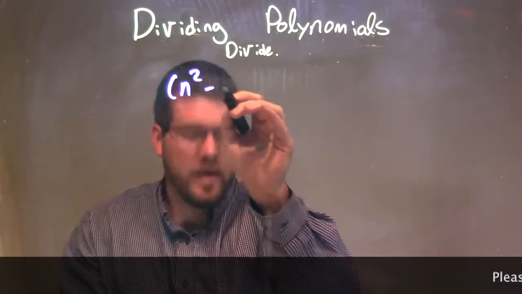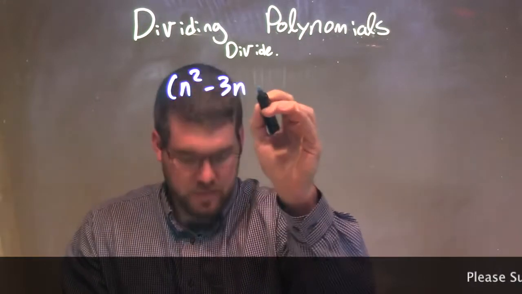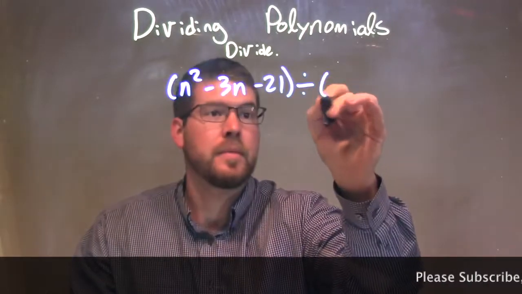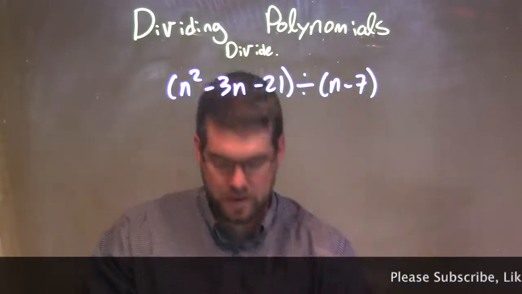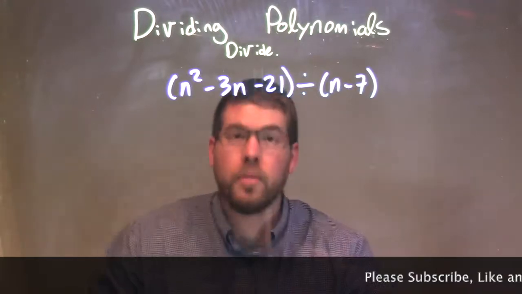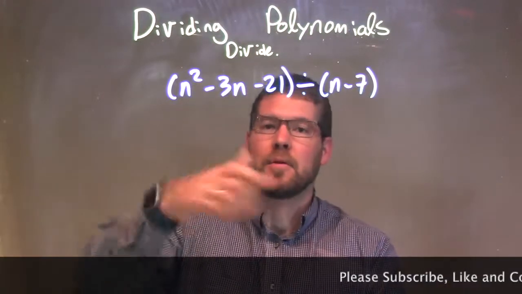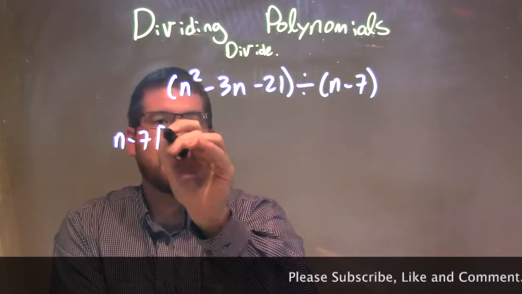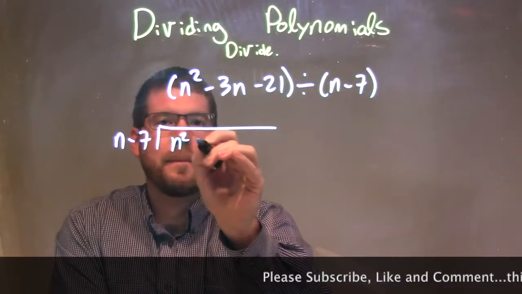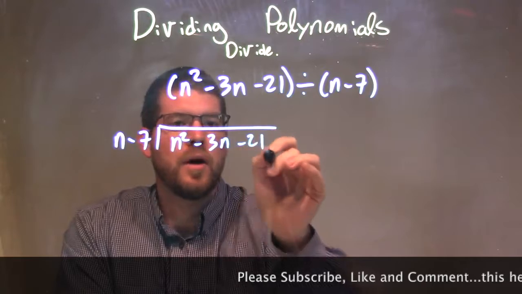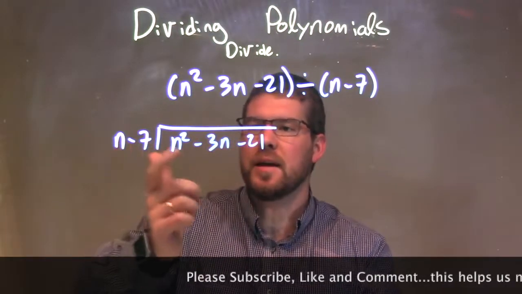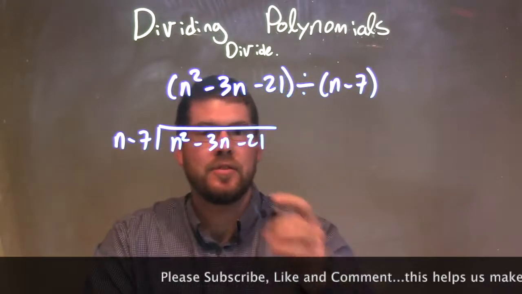n squared minus 3n minus 21 divided by n minus 7. Okay? So if I want to divide this, all right, I'm going to use my long division. I'm going to take my n minus 7 here, have it go into my n squared minus 3n minus 21. Okay, so now we're going to say, what times n gives me n squared? Simple, that's just an n.